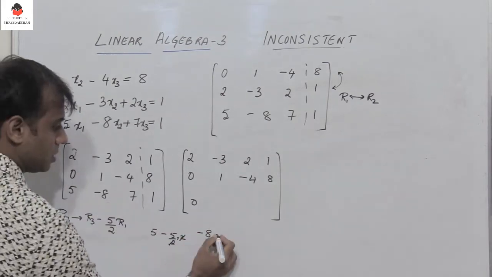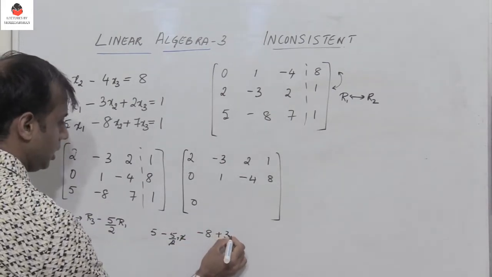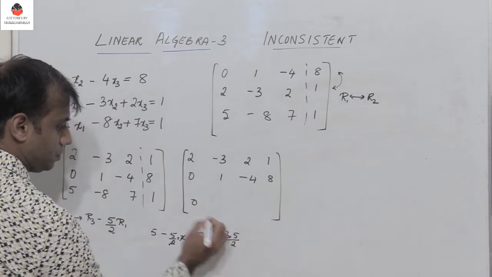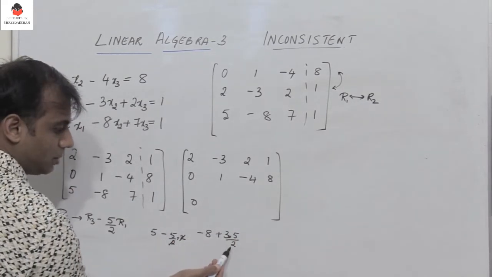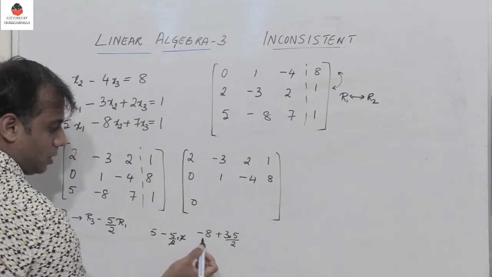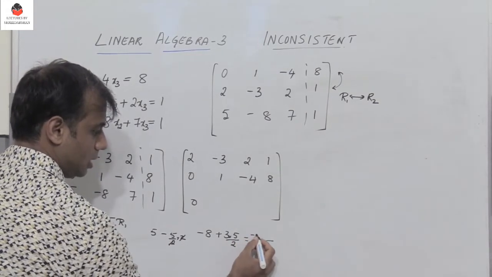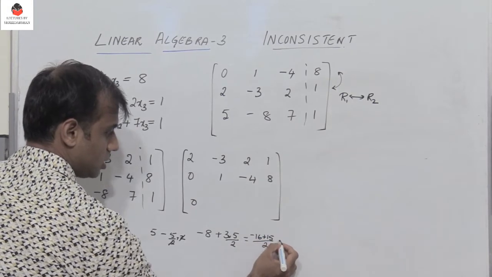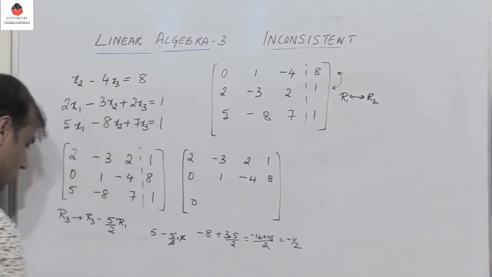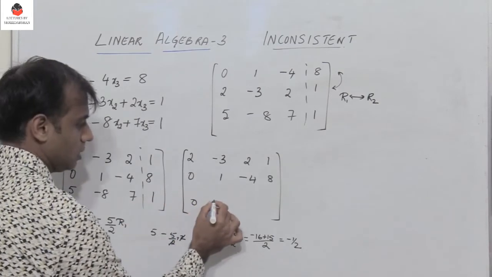Minus of minus becomes plus 3 into 5 by 2. So this is 15 by 2 minus 8. So if I take the LCM 2, I get minus 16 plus 15. So I end up getting minus 1 by 2. So here I have minus 1 by 2.